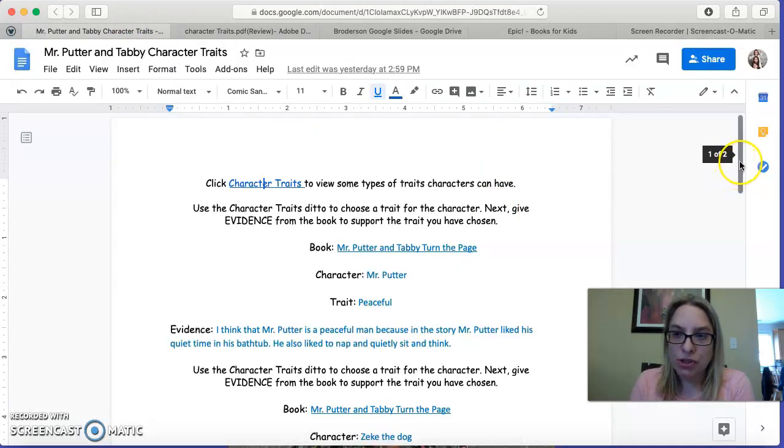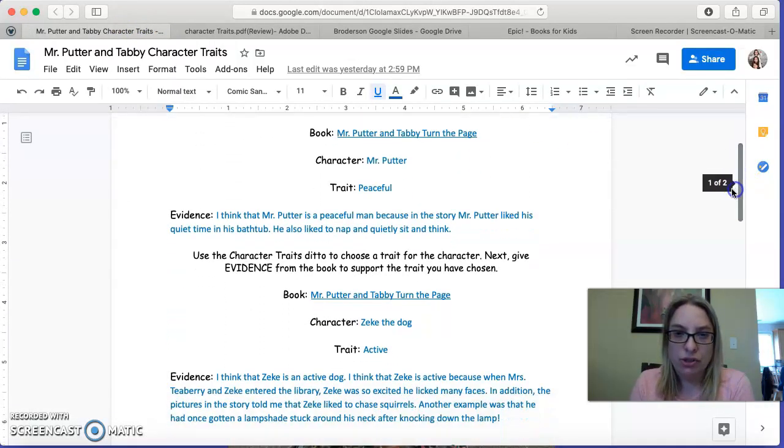So I am going to show you the model. I chose Mr. Putter. I said Mr. Putter is peaceful. And for my evidence, I have to back up why I think that Mr. Putter is a peaceful person. I think that Mr. Putter is a peaceful man because in the story, Mr. Putter liked his quiet time in his bathtub. He also liked to nap and quietly sit and think.